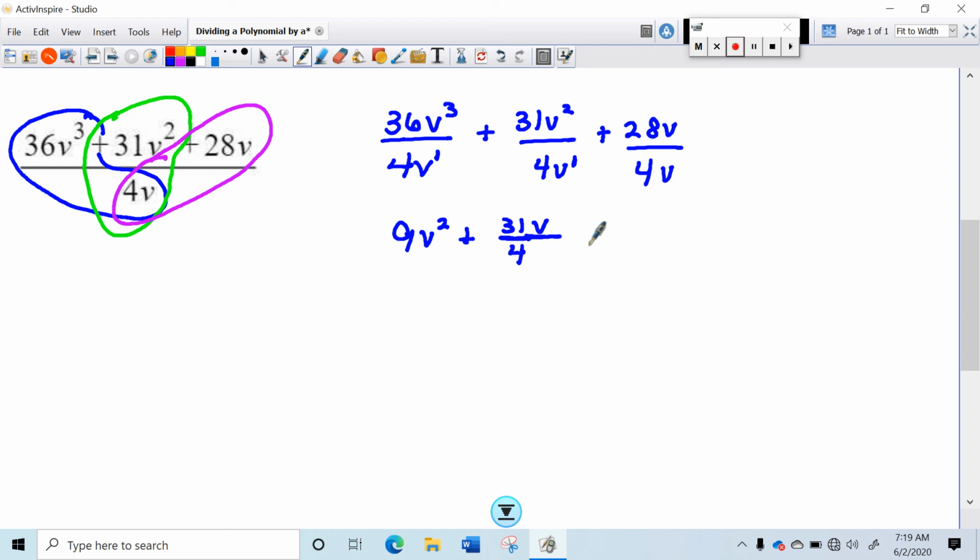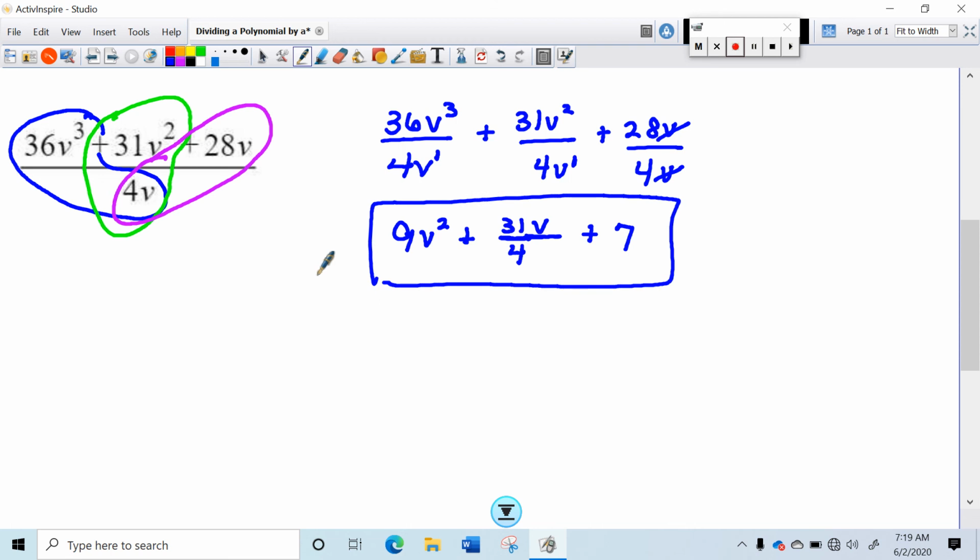Okay, then I have a plus sign. 28 divided by 4 is 7. And these are identical, so they cancel each other out. So it looks kind of weird, but that's the answer right there.